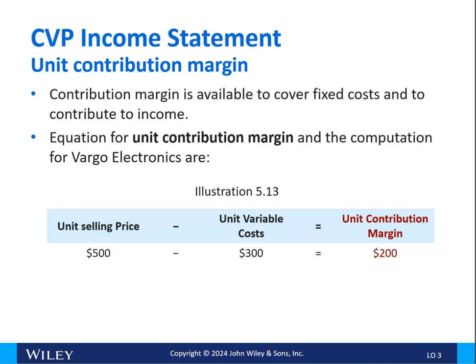Contribution margin is available to cover fixed costs and to contribute to income. The equation for unit contribution margin and the computation for Vargo Electronics are as we see here. Our unit selling price is $500. Our unit variable cost is $300. So that means our unit contribution margin is $200.